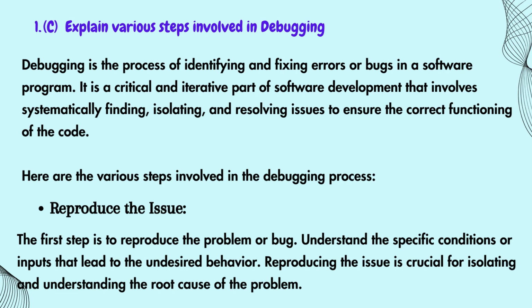The first step is to reproduce the problem or bug. Understand the specific conditions or inputs that lead to the undesired behavior. Reproducing the issue is crucial for isolating and understanding the root cause of the problem.